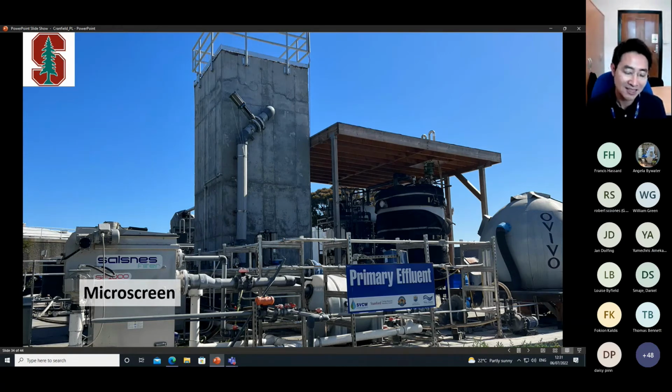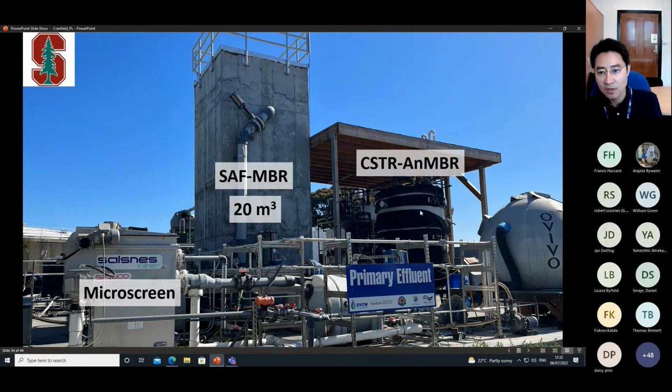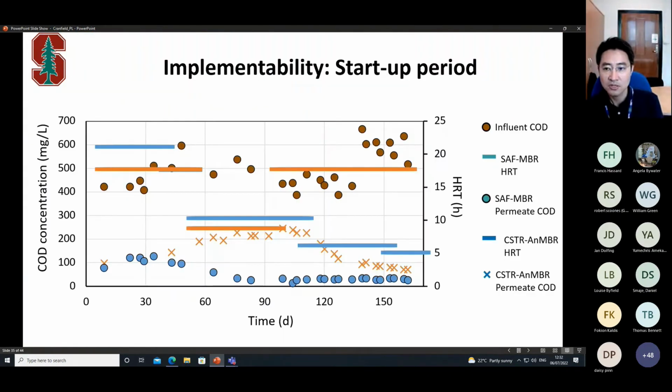So you capture more solids for anaerobic digestion, and then you have a more soluble or fine particle into this one, which is the SAF-MBR I mentioned, with the GAC and the membrane. And this is 20 cubic meters. And this one, the conventional one, is a little bit smaller, 5.5 cubic meters. And then we want to do a head-to-head comparison. So we can see that the HRT for this GAC type of reactor is right here, the blue color.